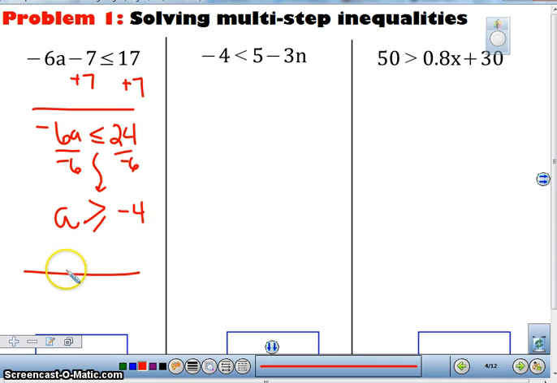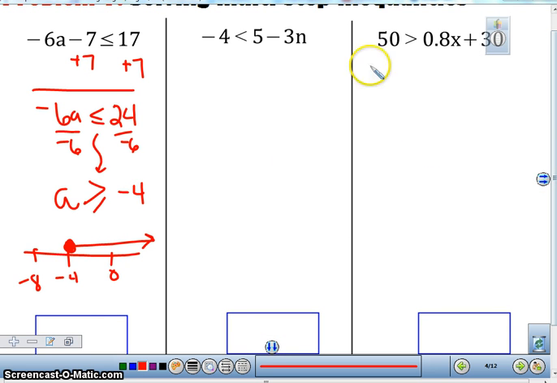From tonight's homework, if we would have been graphing that, negative 4, here is 0, here's negative 8. If it is greater or equal to negative 4, that means it includes negative 4 and everything above it as long as you can go. Like I said, I'm going to have you pause the video and then I'll put this back up so that you can see the solution of these last two.